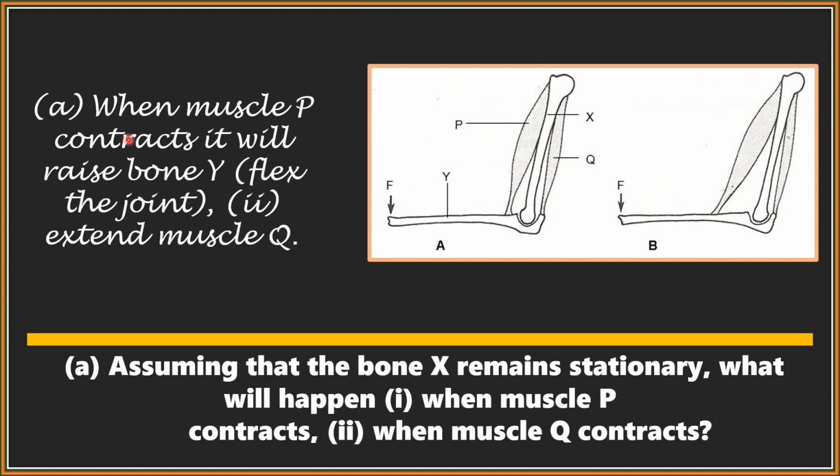A. Assuming that bone X remains stationary, what will happen? One, when muscle P contracts. When muscle P contracts, it will raise bone Y, flex the joint. Two, when muscle Q contracts. When muscle Q contracts, it extends the muscle P.